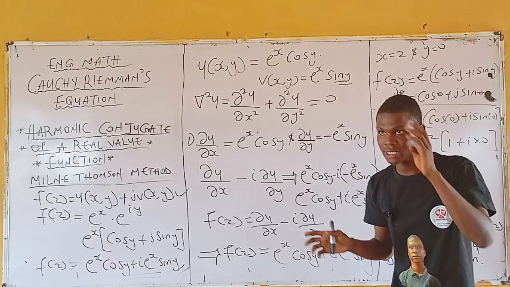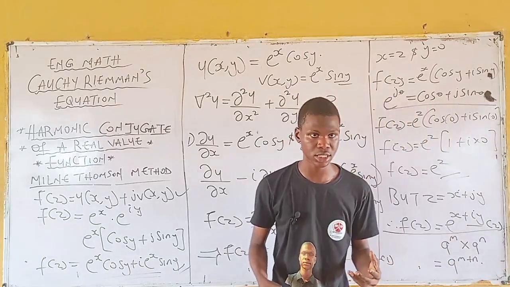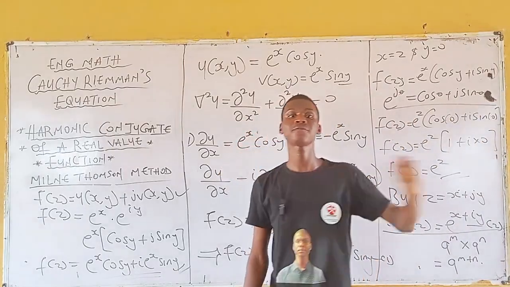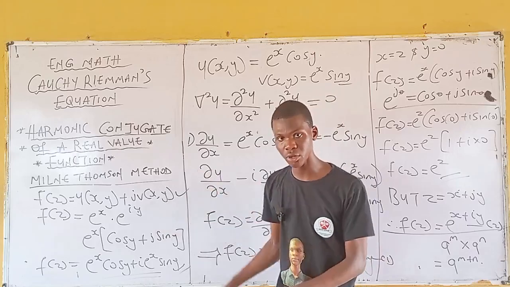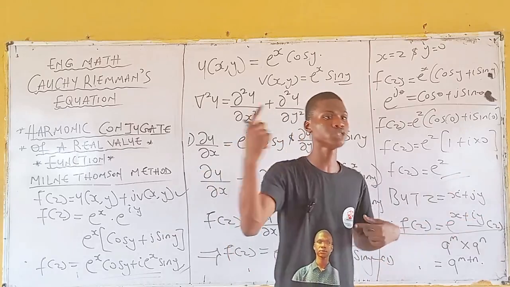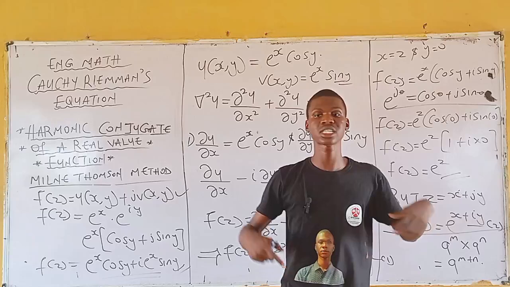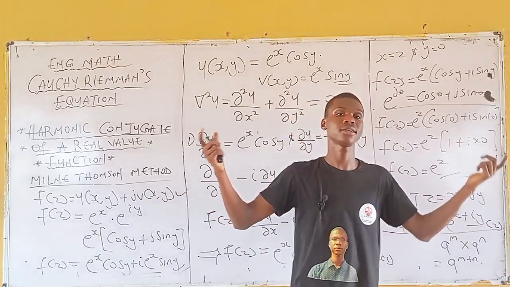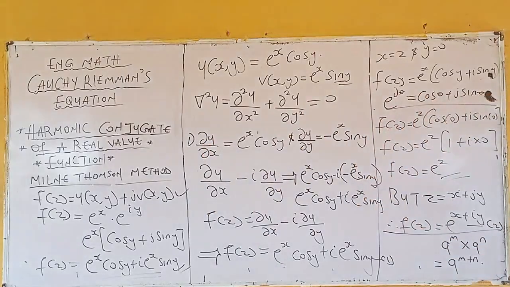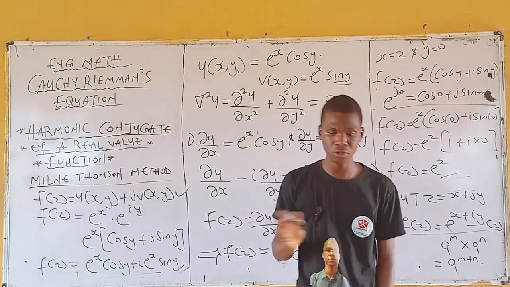The difference here is that for the first method, you find the conjugate. Once you get the conjugate, you substitute into your f of z, meaning your analytic function. But for this particular method, it helps you to find f of z directly. No need of you finding the conjugate, then substituting. It helps you to know f of z directly. So that's the key difference between this method and the other method. So use any method of your choice.